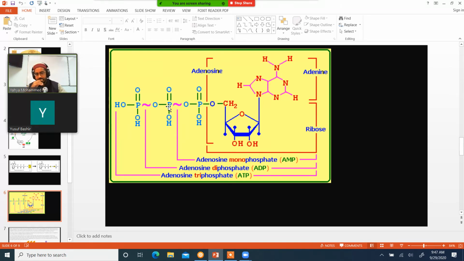So AMP, ADP, and ATP have the same thing. They all have this base, adenine and ribose, and then they just differ in how many phosphate groups they have, right? Correct. That's the difference.